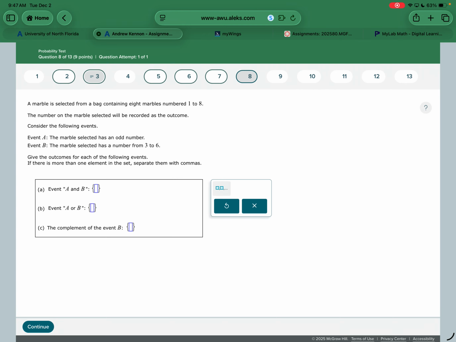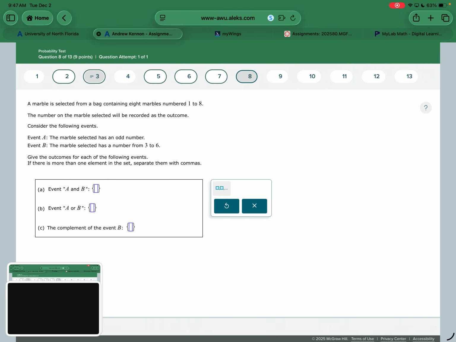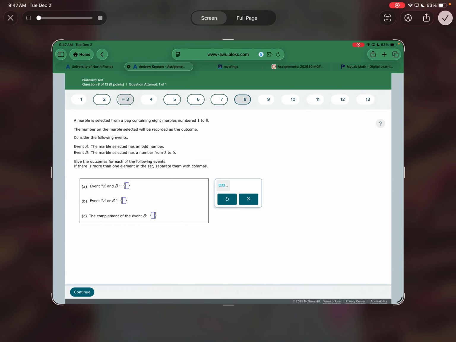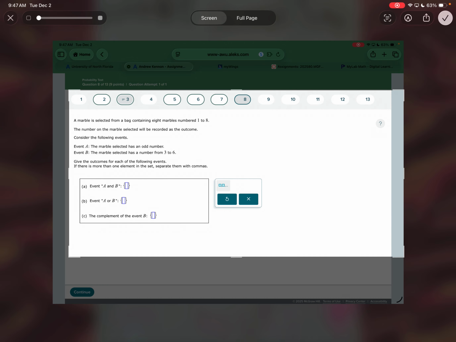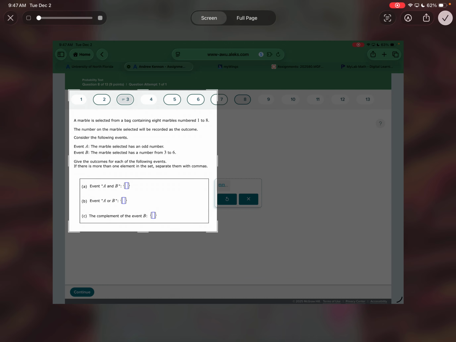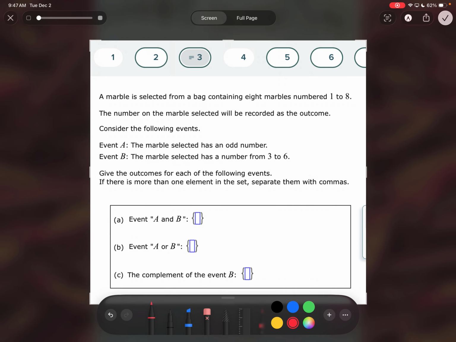Yes, this one is on your show your work page. All right, 1 through 8. So we got marbles labeled 1 through 8. Event A is an odd number. Okay, so I would go ahead and write these out. A equals an odd number: 1, 3, 5, 7. B equals the numbers 3 to 6. So 3 to 6 would include 3 and 6: 3, 4, 5, 6.